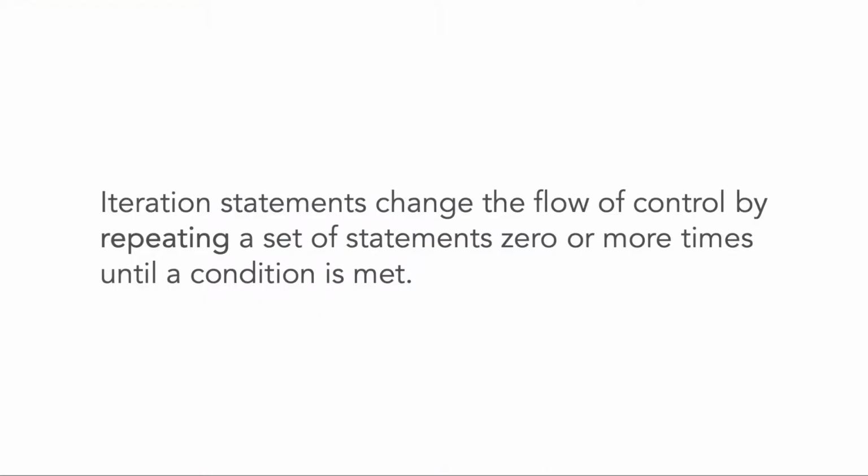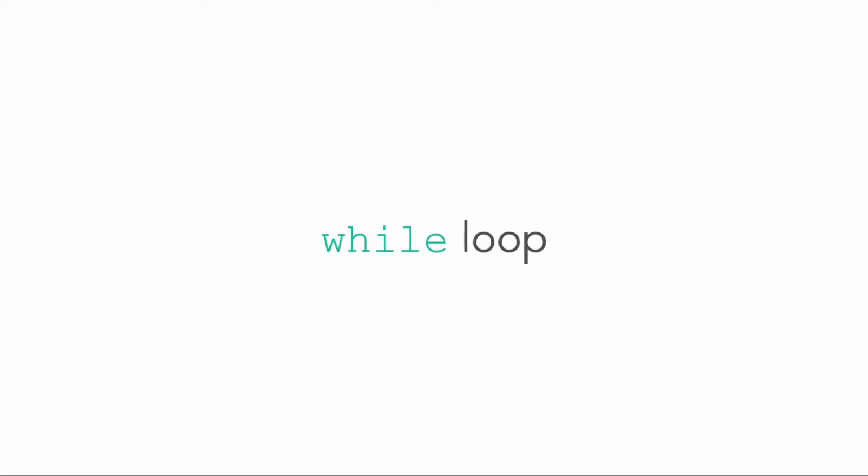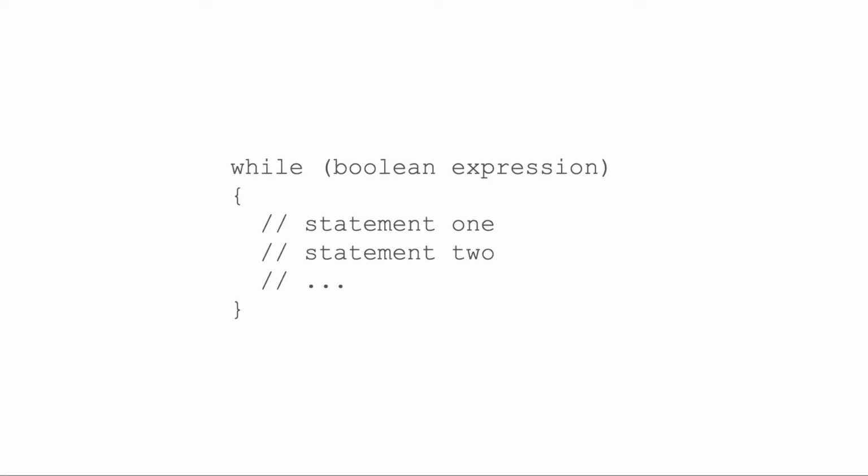Iteration statements change the flow of control by repeating a set of statements 0 or more times until a condition is met. In this lesson, we will focus on representing iterative processes using a while loop. This is the structure of a while loop. It starts with the keyword while, followed by a Boolean expression. If that expression evaluates to true, the computer will enter the loop and execute the statements within the curly braces. If the Boolean expression evaluates to false, your computer will exit the loop.